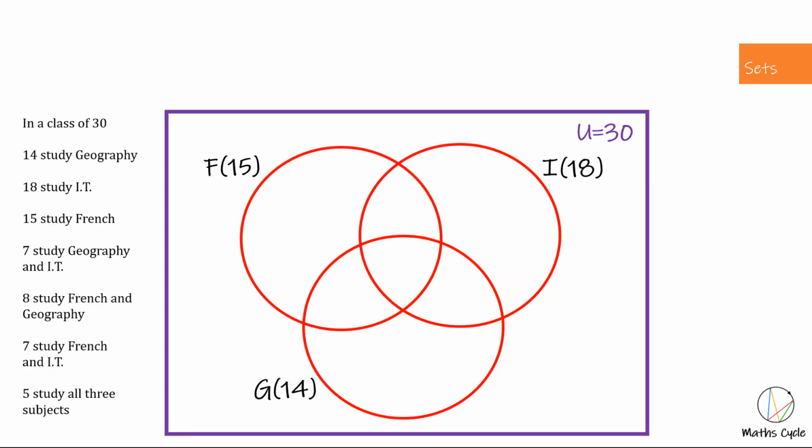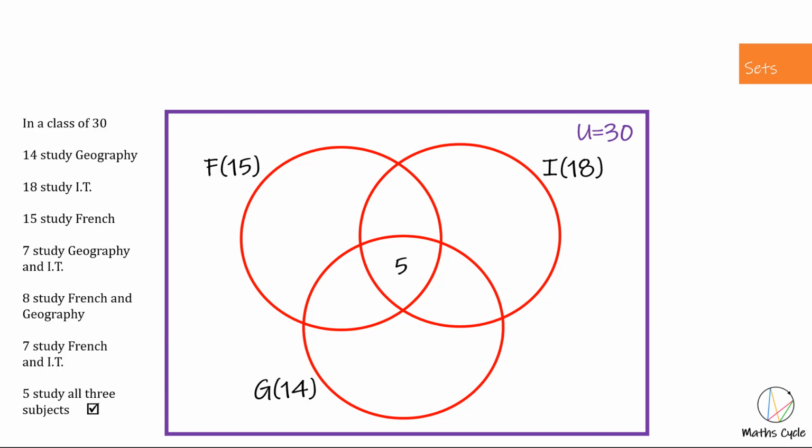Okay, so here I have my Venn diagram and I've labelled my sets F, I and G, and I've put the total number of elements in each of those sets in brackets beside the name. And I have my universal set there, 30 people in the class, so U equals 30. Now the best place to start with these is in the middle with the students that do all three subjects. So we can see here 5 study all three subjects. So we have the 5 there that goes into the middle.